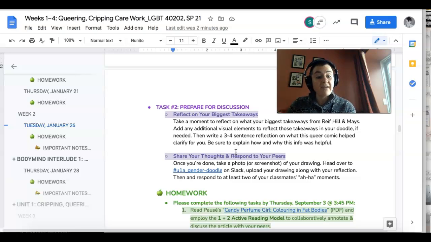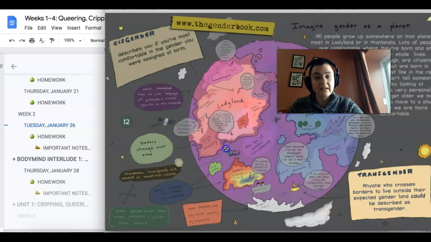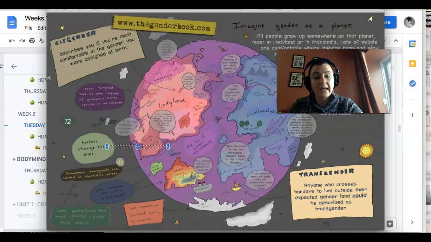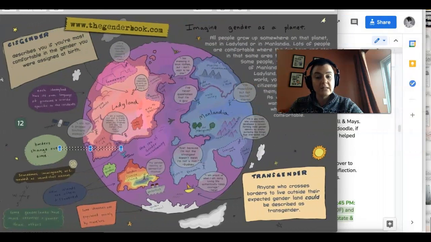One of my favorite visuals in The Gender Book is where they talk about gender as a planet. So I might, for instance, talk about that, right? I love this, and I might explain that I really love this visual that they used to talk about gender as a planet, and that it was really helpful for me because it helped me talk about X, Y, and Z.